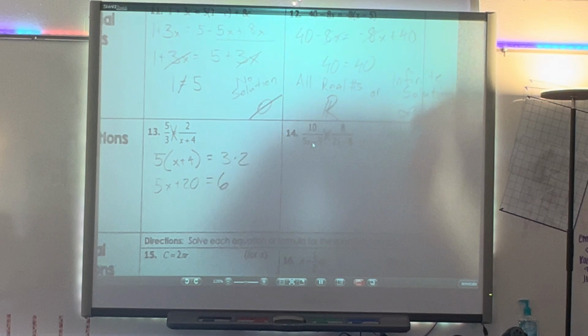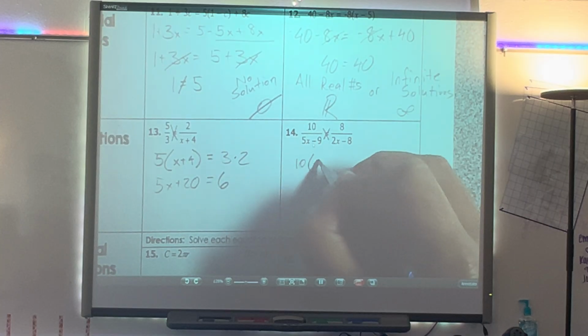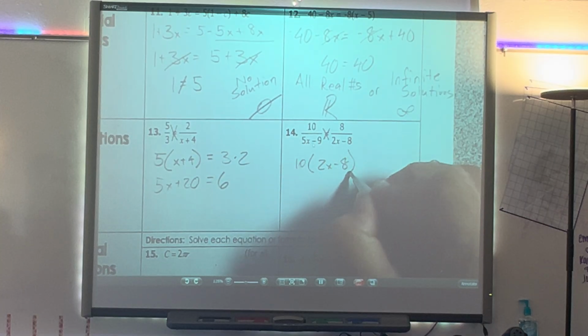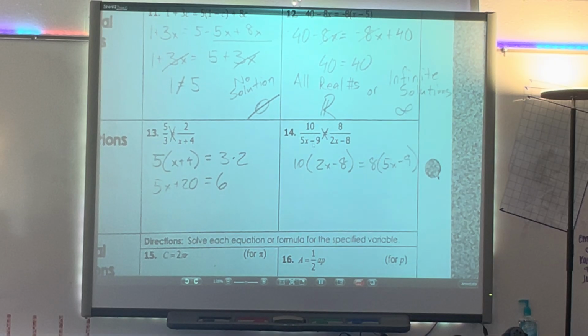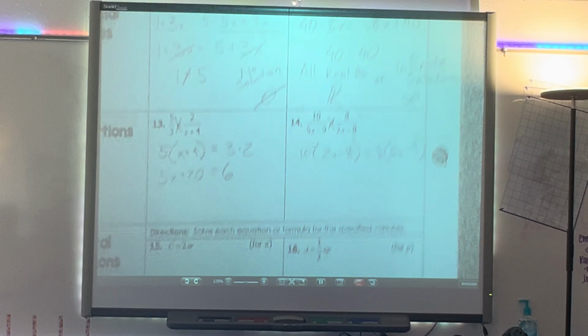Okay, this one would be the same thing. I would cross multiply and I would have 10 times 2x minus 8 is equal to 8 times 5x minus 9. And then we would distribute and work that out. I'm not going any further. Y'all should be okay with that. Everybody okay so far? All right. I said, when I'm teaching you something new, I'm not gonna go super fast. But when I'm going over linear equations, like we're not gonna waste a bunch of time.